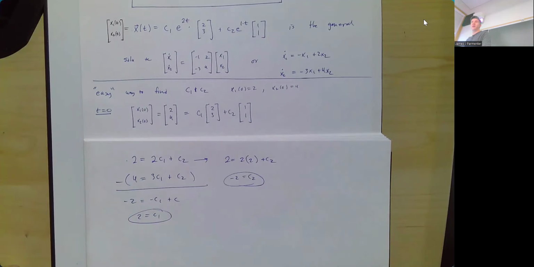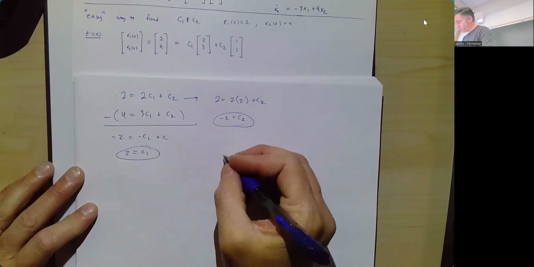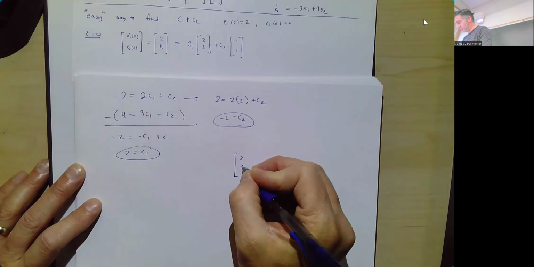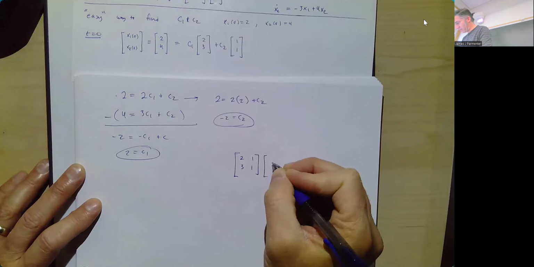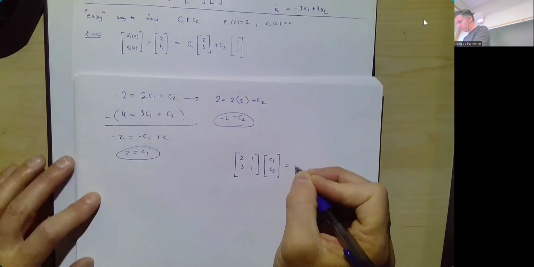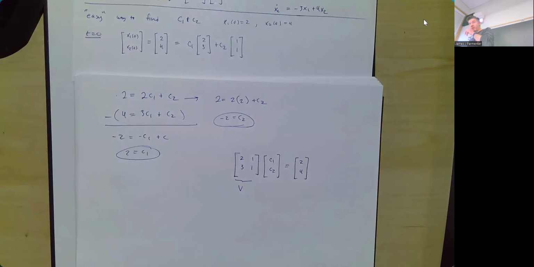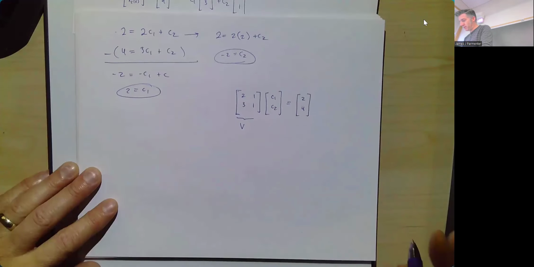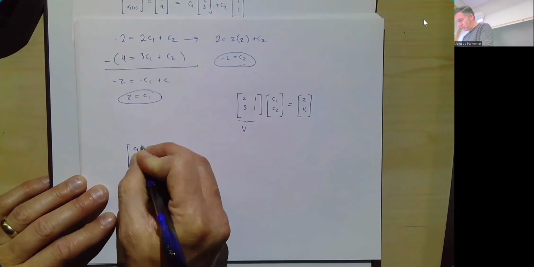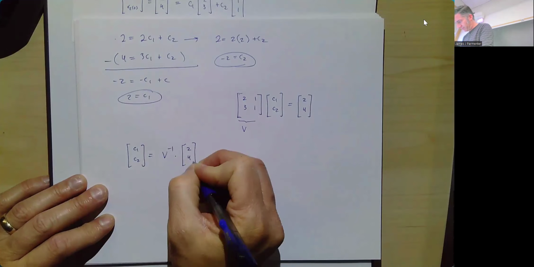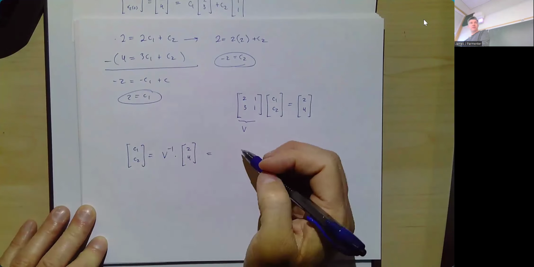Or you could do the thing where you say, I really don't want to do it though, but I will do it for you. That the matrix V, which is just the matrix of eigenvectors, times the coefficient vector C1, C2 is equal to 2, 4. That's your V there. And this is why I mentioned that you might want to get good at finding the inverse of a 2 by 2 matrix, because then what we're going to say is that C1, C2 is equal to V inverse times the vector 2, 4.